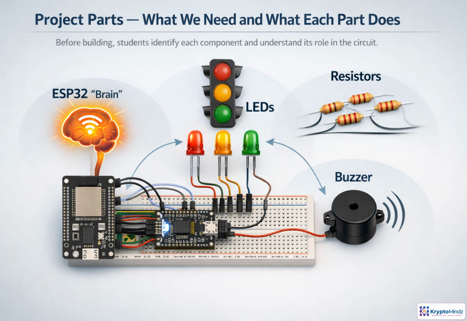Before wiring, let's review each part's job. The ESP32 is the controller, or brain. It runs the program and decides which output turns on. The LEDs become the traffic lights, showing red, yellow, and green states. Each LED needs a resistor to limit current and protect the circuit. The buzzer adds sound for alerts or feedback. The breadboard, jumper wires, and USB cable help connect and power everything.